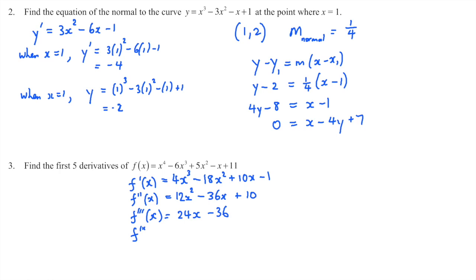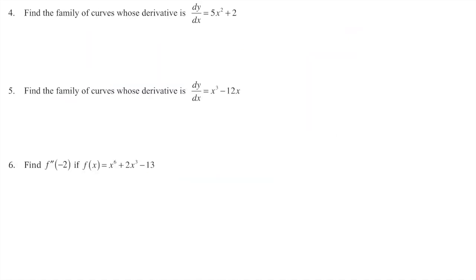The fourth derivative. 24x will differentiate to give 24. The 3, 4, 5, fifth derivative is 0. And there are the first 5 derivatives. Let's go to question number 4.